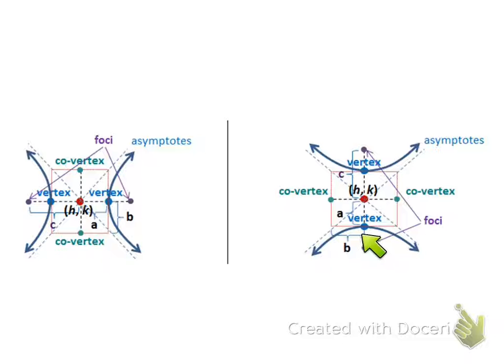So again, key features. You go a units to your vertex. You go b in the other direction, each way. Once you find c, put your foci in. You'll also have your asymptotes when we draw that box, and then you'll put in your hyperbola. Kind of tricky. Again, we will look at plenty of examples. You will feel much more confident as we get moving.